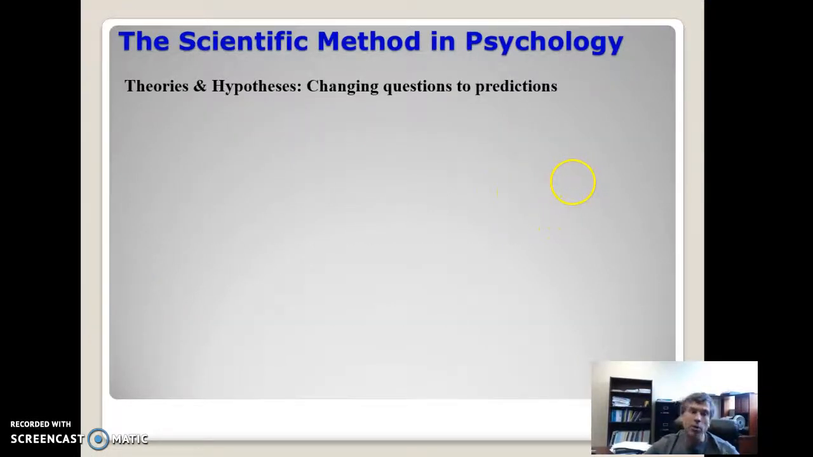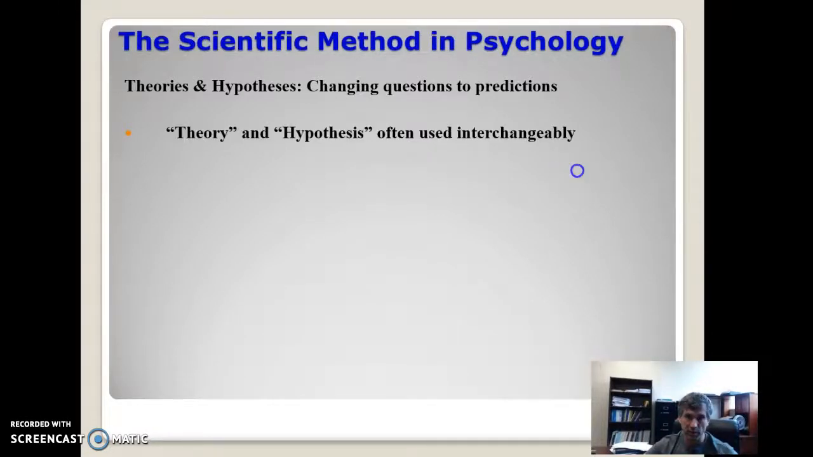Finally, let's talk a little about terminology. We're going to talk a lot about hypotheses in this course and a little about theories, and you're going to hear these in other classes as well, of course. Sometimes they get used interchangeably to mean the same thing. There is a difference here, and we're going to talk a little bit about what that difference is.